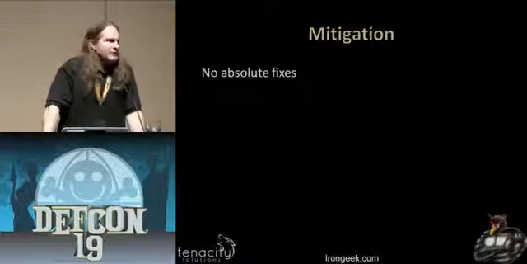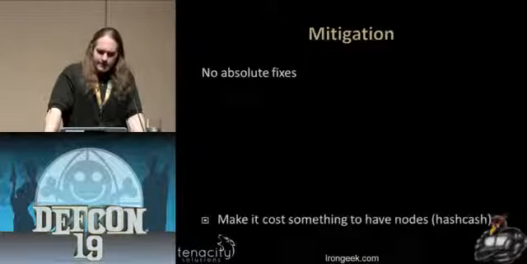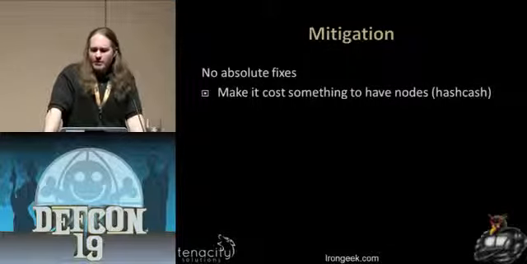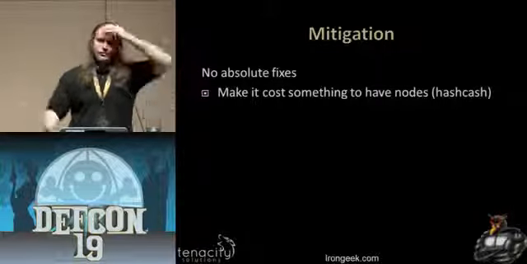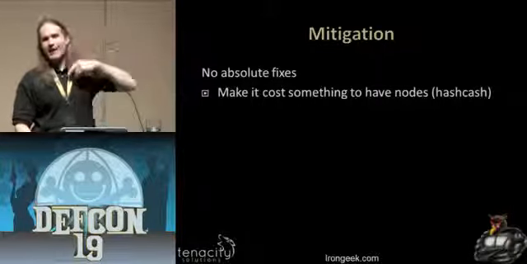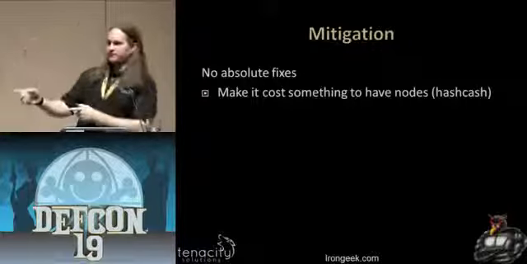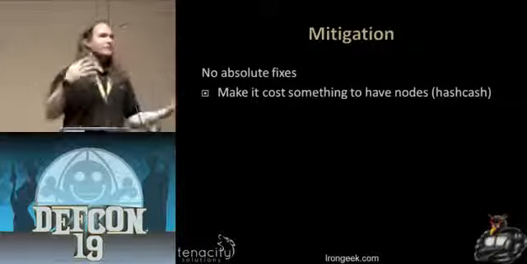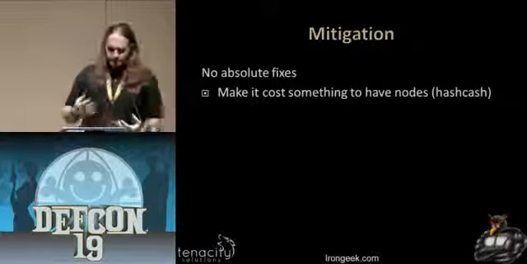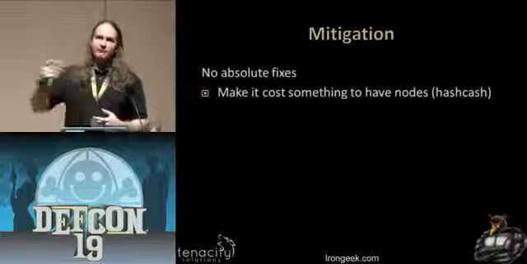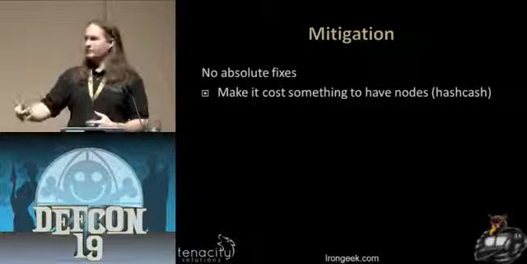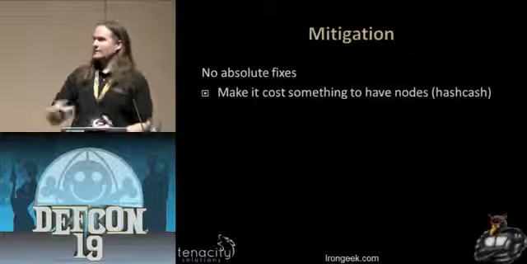Now, there are no absolute fixes out there for Sybil attacks. You can make it cost more to have nodes in the network so that someone can't spin up 5,000 nodes to try to manipulate it, using some kind of proof-of-work algorithm like hashcash. How many people are familiar with Bitcoin? Bitcoin is a similar concept. You have cryptographic problems that are easy to check whether or not someone got them right, but hard to actually calculate, or take longer to calculate CPU-wise.